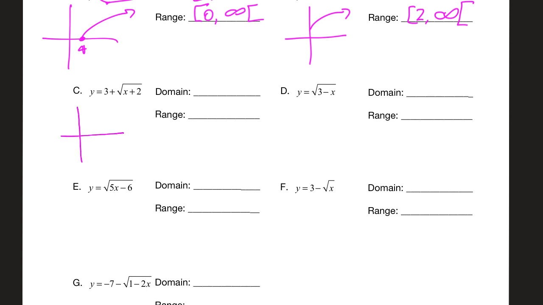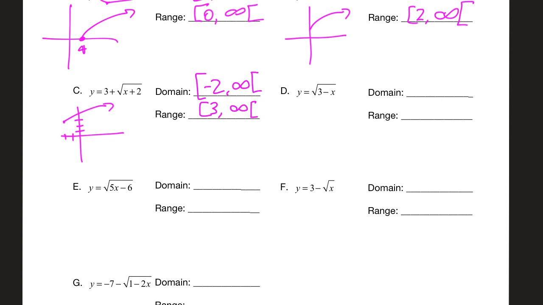So for C, this thing has been moved to the left 2 and up 3. Left 2 and up 3. So again, not the best picture in the world, just enough for me to be able to say that the domain is from -2 to infinity, and that the range is from 3 to infinity.